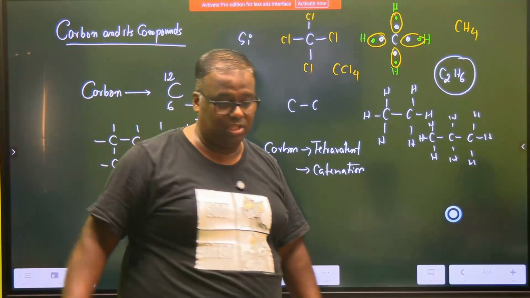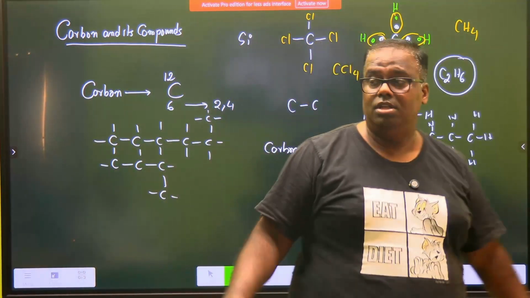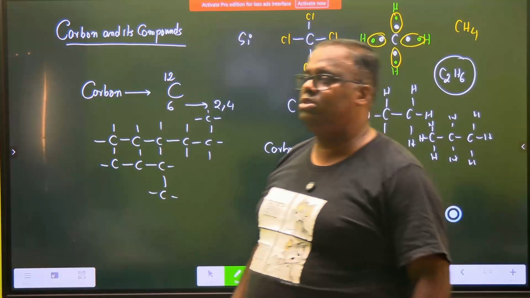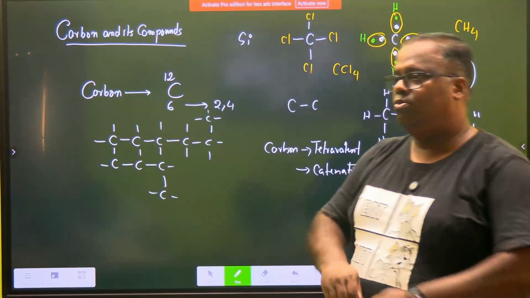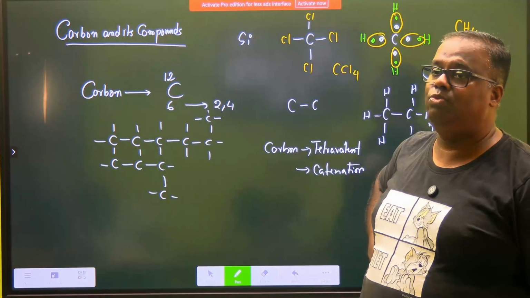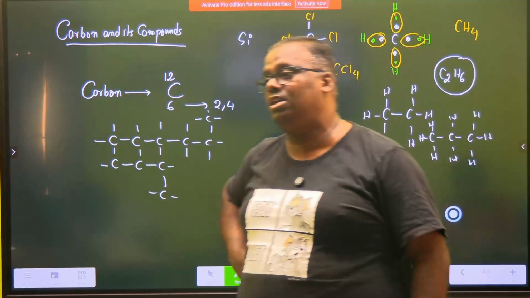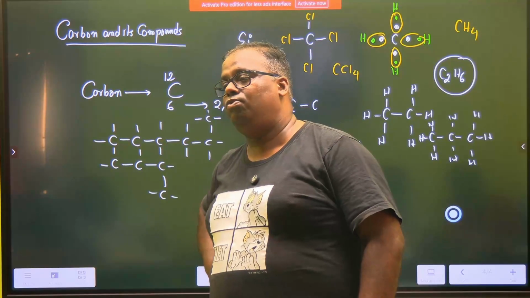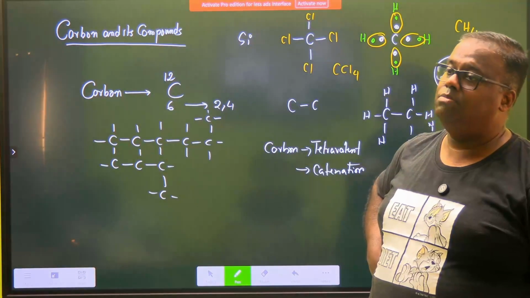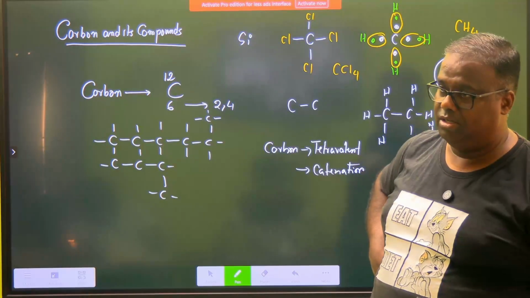So remember two things. One is called tetravalent. Carbon is tetravalent, and carbon shows catenation. What do you understand by catenation? Catenation is a phenomenon due to which an atom of an element can combine with itself and form large chains of stable compounds. Carbon shows the property of catenation.